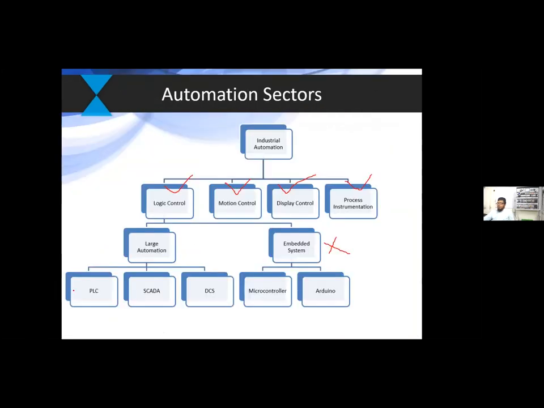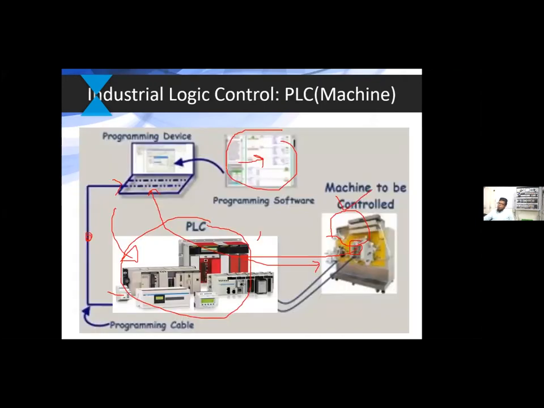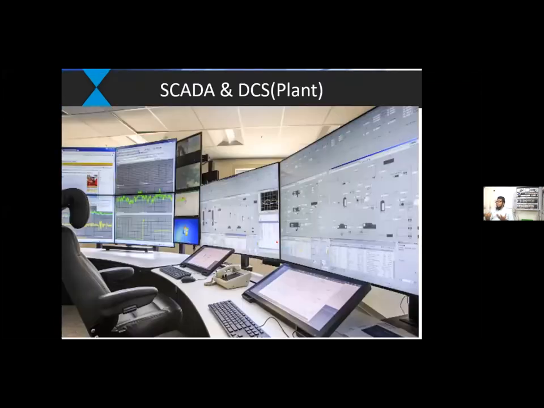Okay, so in our large automation systems, we have seen that there are actually three kinds of automation: PLC, SCADA, and DCS. Now I'll discuss what SCADA and DCS are. A normal PLC-based machine has one PLC and one machine. But consider if you have a plant, like this is a plant. Then it consists of multiple machines, like if I consider a power plant.